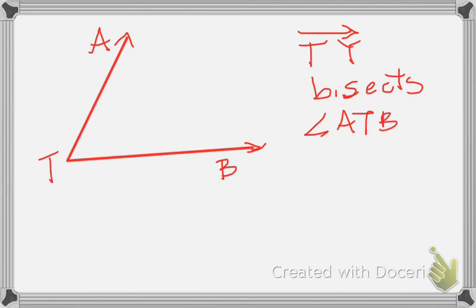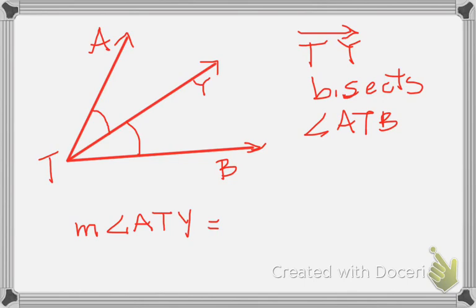Well, what that would mean is I've got a new ray in here, and its name is TY, and bisect means that it cuts the previous angle in half. So it's going to cut angle ATB into two equal angles. So this angle and this angle would have the same measure. So then we could say that the measure of angle ATY is equal to the measure of angle YTB.